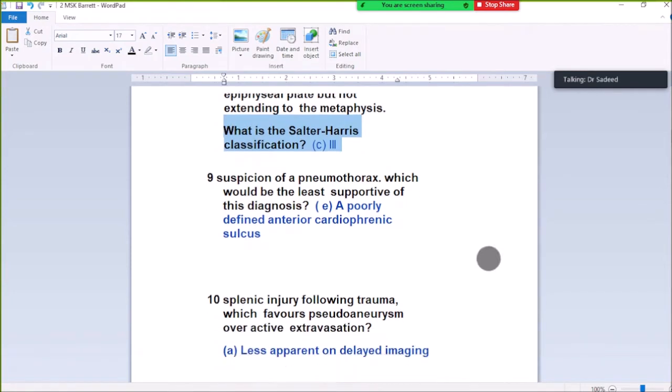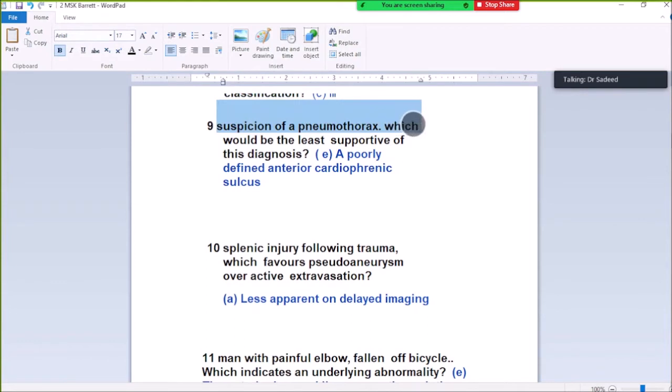Question number 9. Suspicion of pneumothorax. Which would be the least supportive of this diagnosis? A poorly defined anterior cardiophrenic sulcus. Now, in pneumothorax, the cardiophrenic area is clear and we can see it. We can demarcate between the heart border and the pneumothorax, but if there is a poorly defined anterior cardiophrenic sulcus, then it is least supportive of pneumothorax.